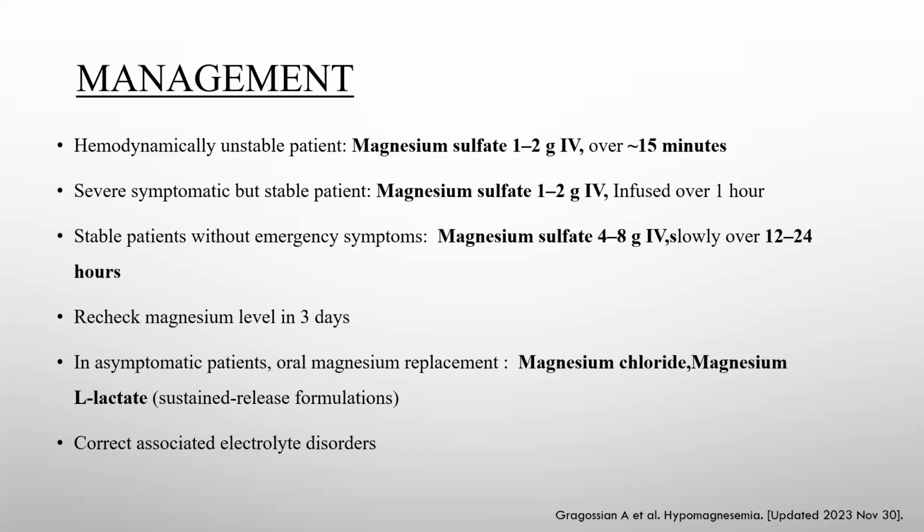So the management in a hemodynamically unstable patient, magnesium sulfate 1 to 2 gram IV can be given over 15 minutes. In a severe symptomatic but stable patient, magnesium sulfate 1 to 2 gram IV infused over 1 hour. In a stable patient without any emergency symptoms, magnesium sulfate can be given 4 to 8 grams IV slowly over 12 to 24 hours. And in cases of Torsades, 2 gram IV stat magnesium sulfate is given. In asymptomatic patients, oral magnesium replacement with magnesium chloride and magnesium lactate sustained release formulations can be given, and the associated electrolyte disorders should also be corrected.